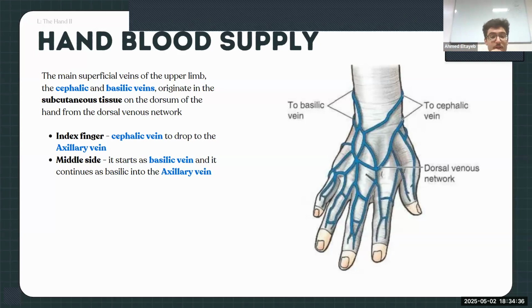So when we're talking about, wait 1 second, someone's texting on the chat. All right.